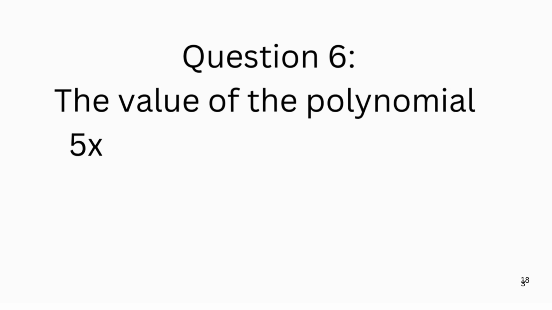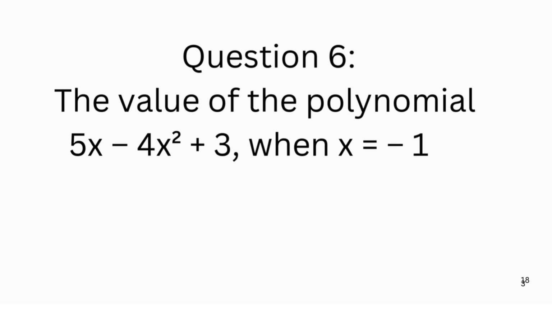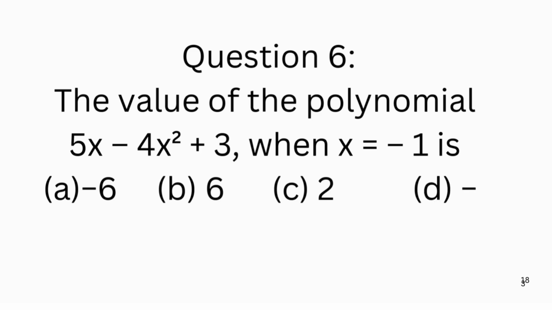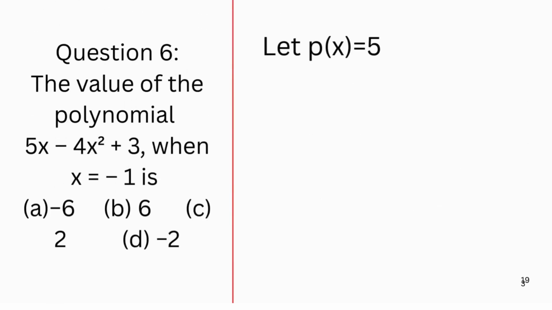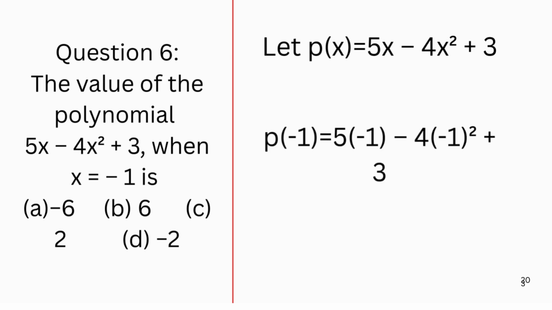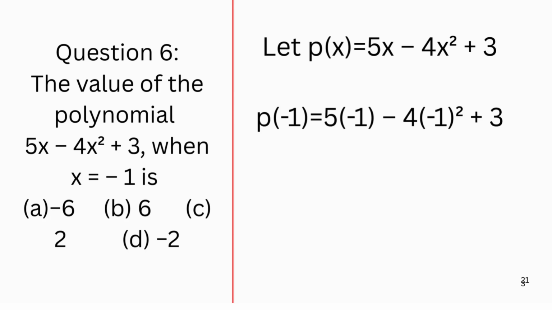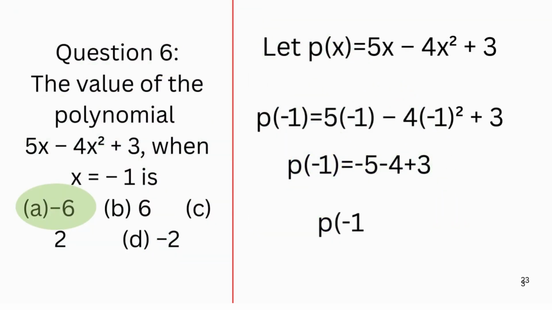Question 6. The value of the polynomial 5x minus 4x squared plus 3 when x equals minus 1 is a minus 6, b 6, c 2, d minus 2. Let p(x) equals 5x minus 4x squared plus 3. Replacing x with negative 1, we get p(-1) equals 5 times negative 1 minus 4 times negative 1 whole square plus 3. So p(-1) equals 5 multiplied by minus 1 is minus 5. Minus 1 square is 1. That's why it's minus 4 plus 3. P(-1) therefore equals minus 6.